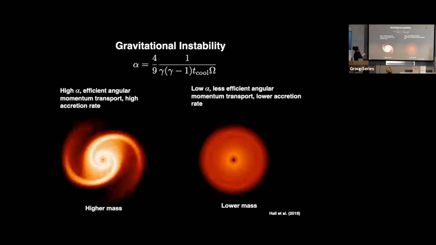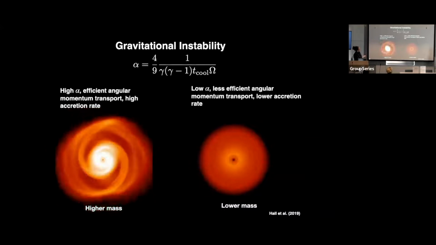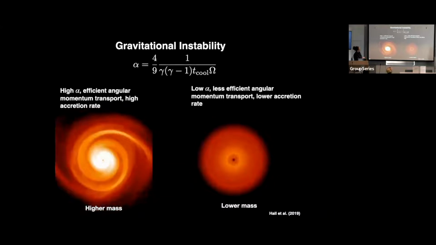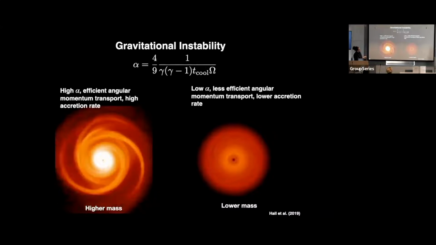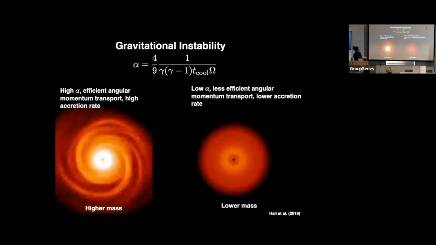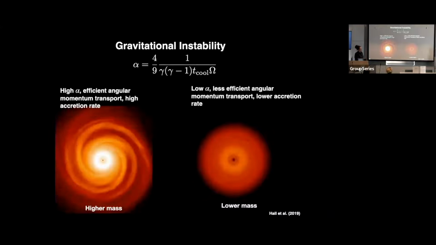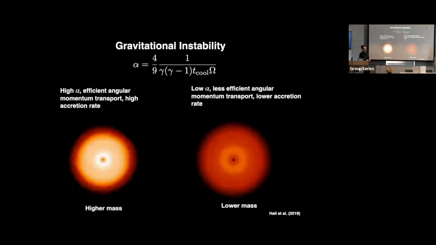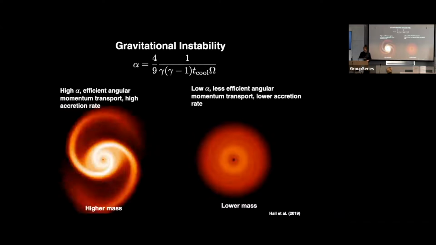Exactly the same. So for this situation where the disk is massive, we have a high alpha with an efficient angular momentum transport. In this situation, we have a low alpha, so we have less efficient angular momentum transport, and also therefore a lower accretion rate through the disk as well.